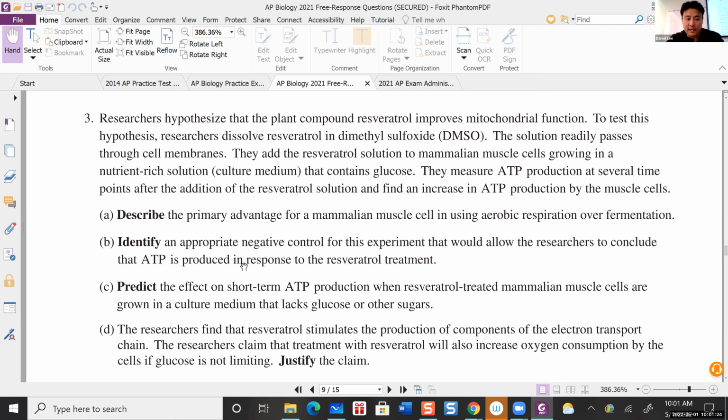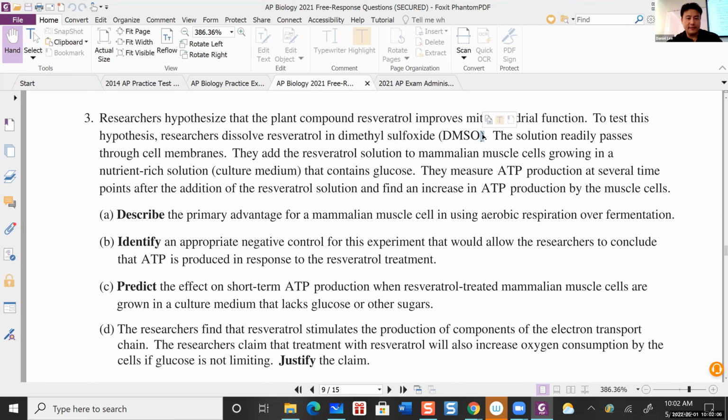So what is a negative control? Every control allows you to see the effect of your experiment, right? So the result of the experiment must be compared to the control. Negative control means that you don't see what you're supposed to see, right? So the negative control here will simply be the solution without the compound put into the mammalian muscle cell, because the experimental variable is the compound. So your negative control should be without the compound, so just the solution.